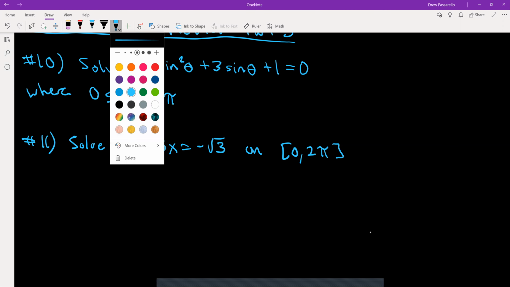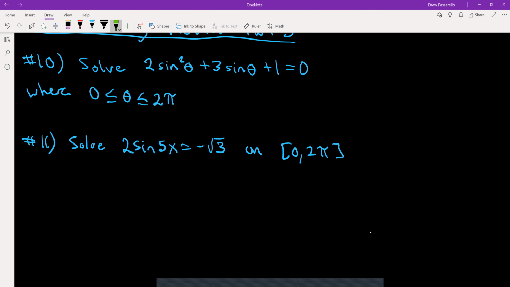All right, so these ones specify an interval in which you're confined for theta. So this means we'll have a specific solution rather than a general solution.